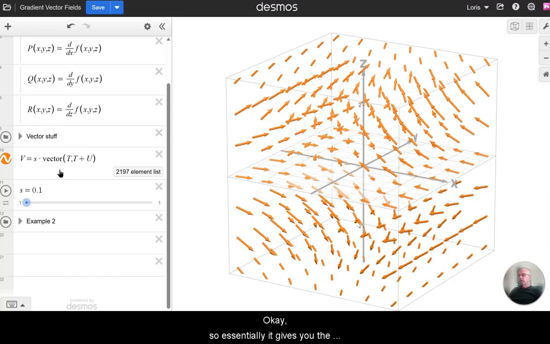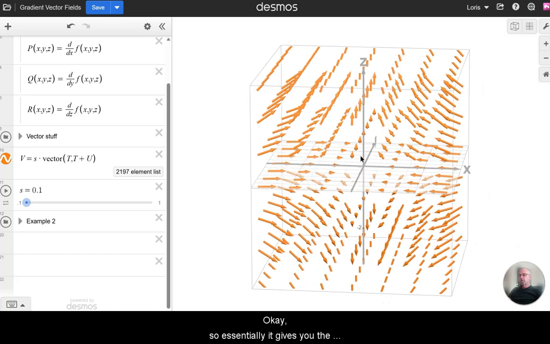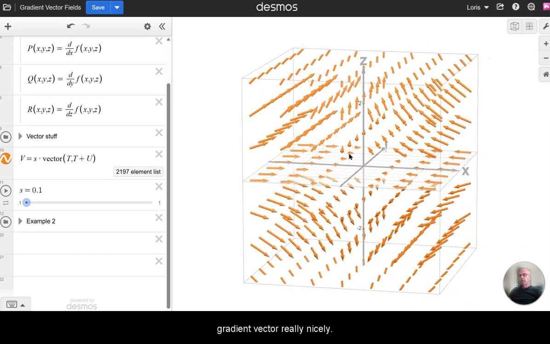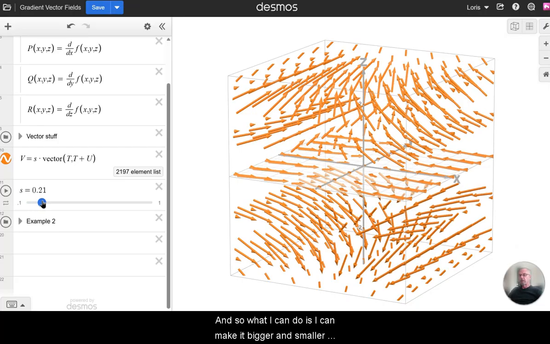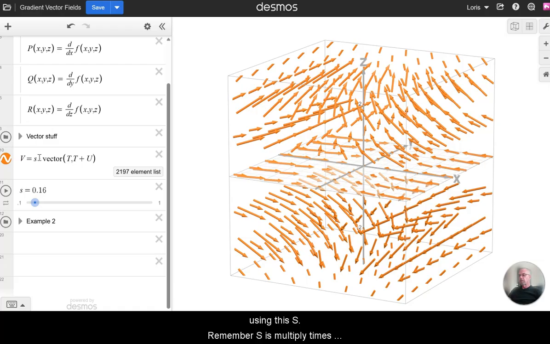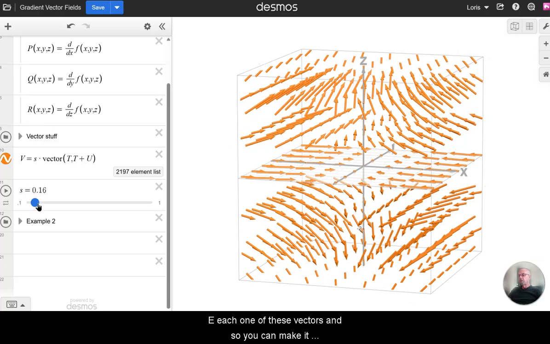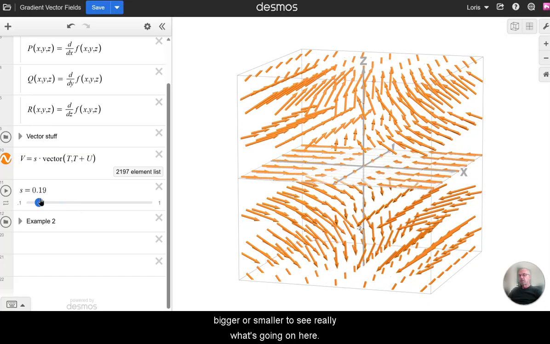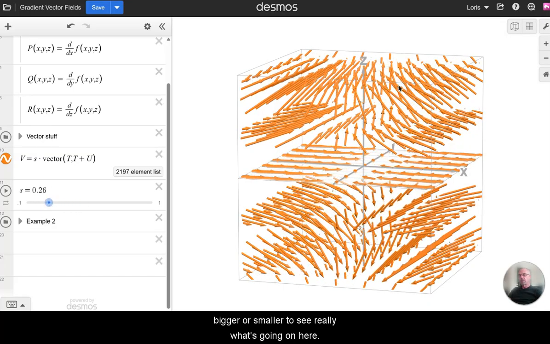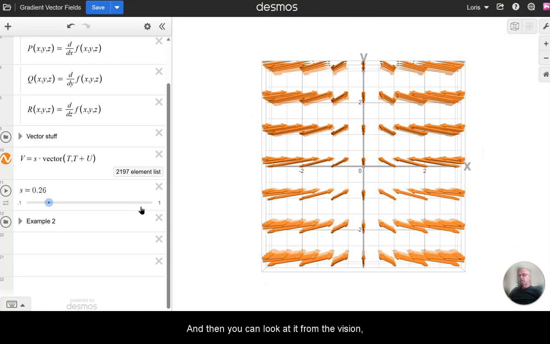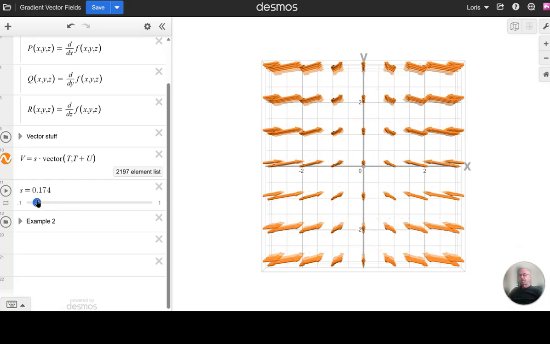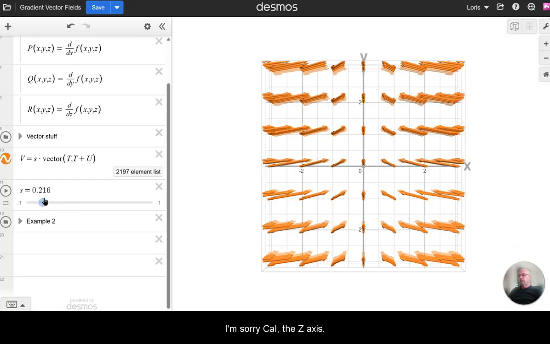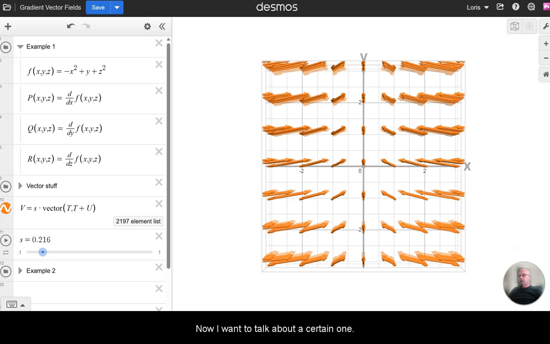Okay, so essentially it gives you the gradient vector really nicely. And so what I can do is make it bigger and smaller using this s. Remember, s is multiplied times each one of these vectors. And so you can make it bigger or smaller to see really what's going on here. And then you can look at it from the viewpoint of the z-axis. Now, I want to talk about a certain one.